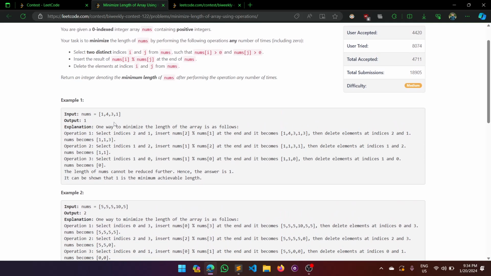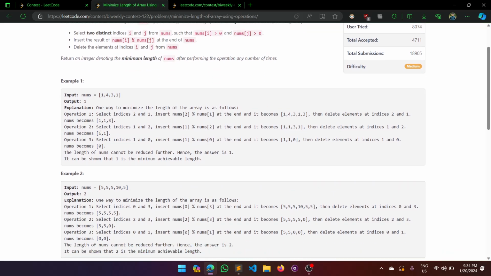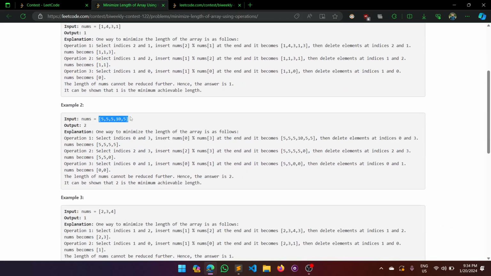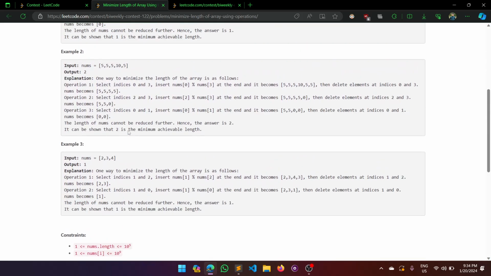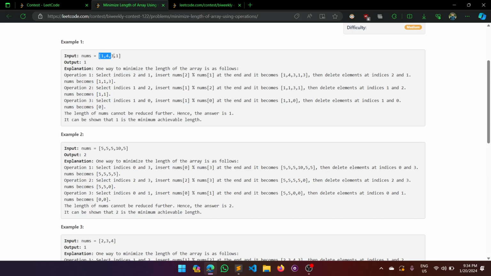How will you do that? Initially you can have some elements, but there's no guarantee that it's going to be the minimum element. So to determine that, what we can do is take the GCD of all elements, and that way we can determine what is the minimum value that we can get inside the array.